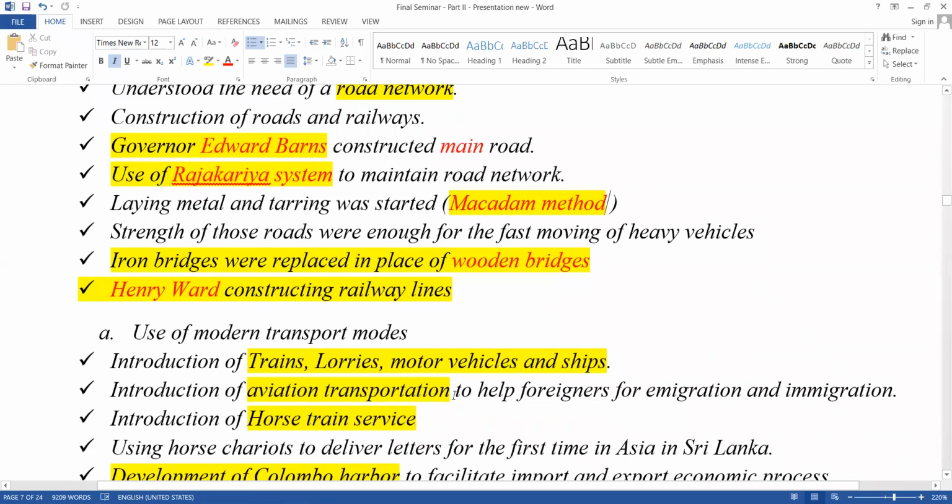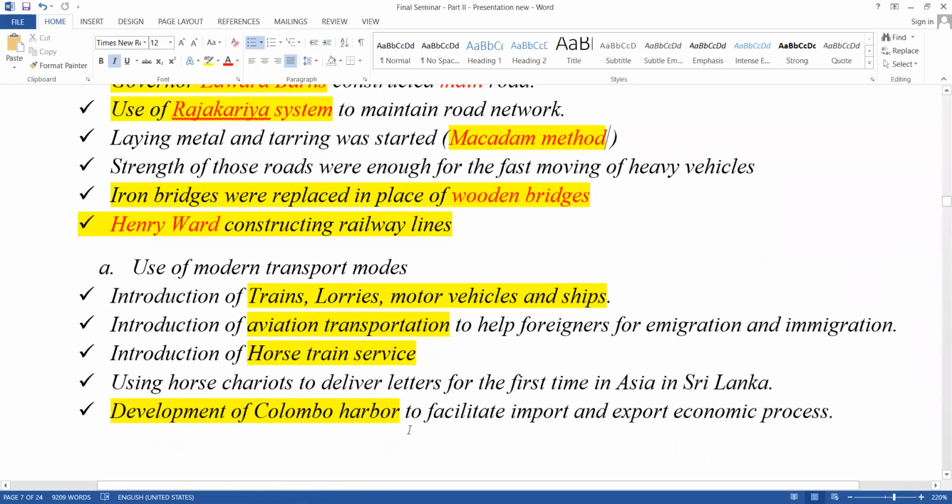So then, aviation transportation means that airports were activated. Air transportation, postal service and communication, delivering letters using horse chariots, that was started in Sri Lanka for the first time in Asia, and development of Colombo Harbour to facilitate the import-export economic process. So that is the development of communication and transportation. So this is an economic change.